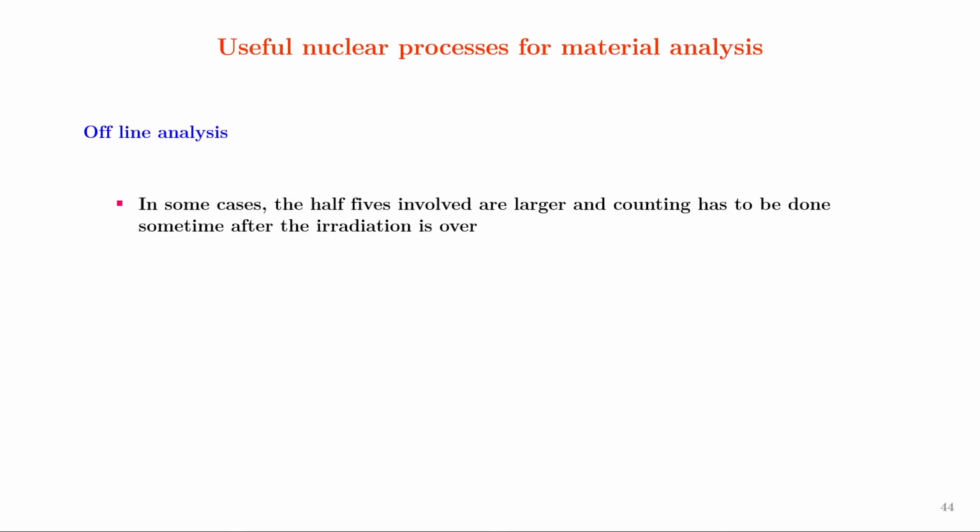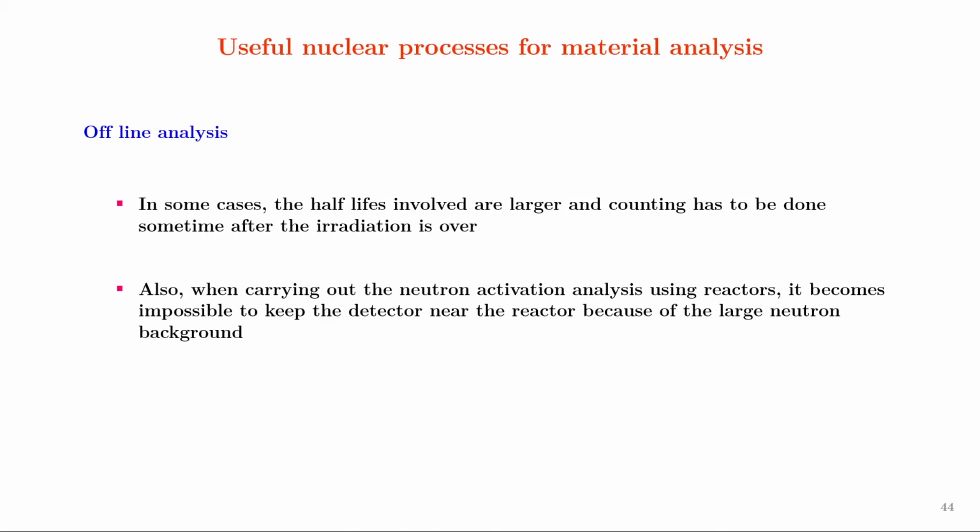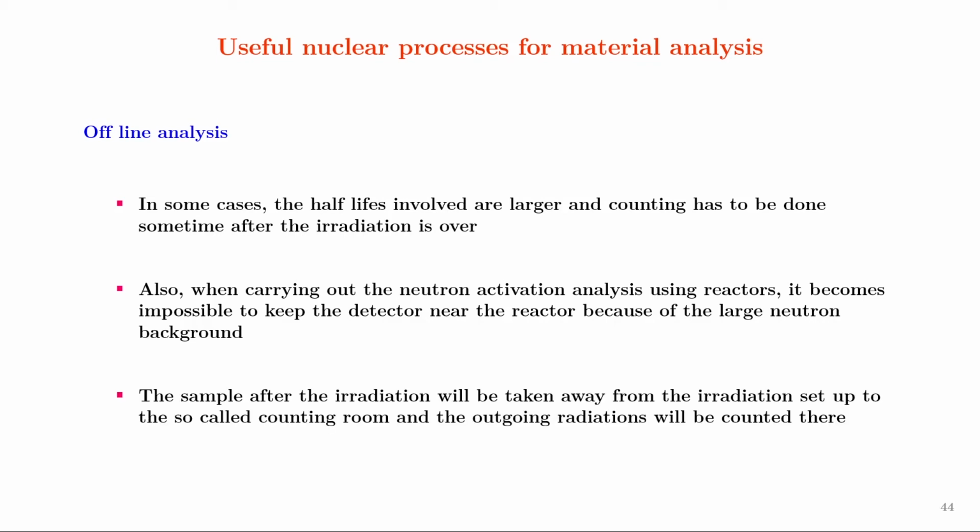Offline analysis. In some cases, the half-lives involved are larger and counting has to be done sometimes after the irradiation is over. Also, when carrying out the neutron activation analysis using reactors, it becomes impossible to keep the detector near the reactor because of the larger neutron background. The sample after irradiation will be taken away from the irradiation setup to the so-called counting room, and the outgoing radiations will be counted there.